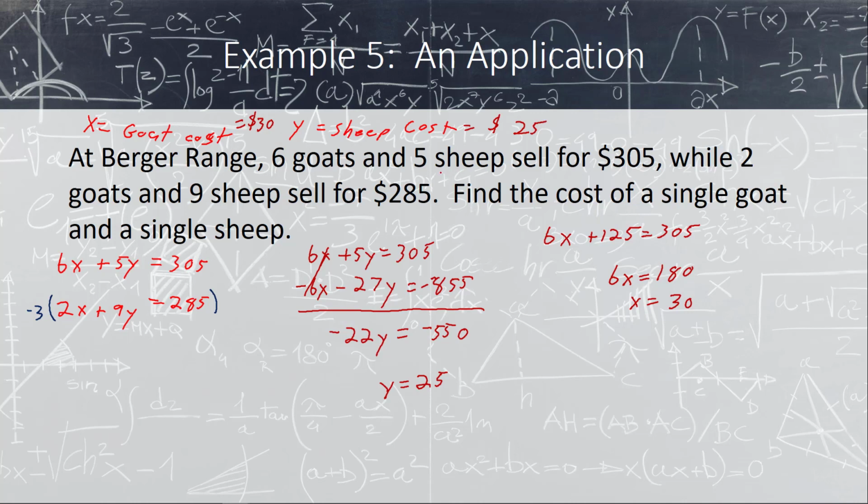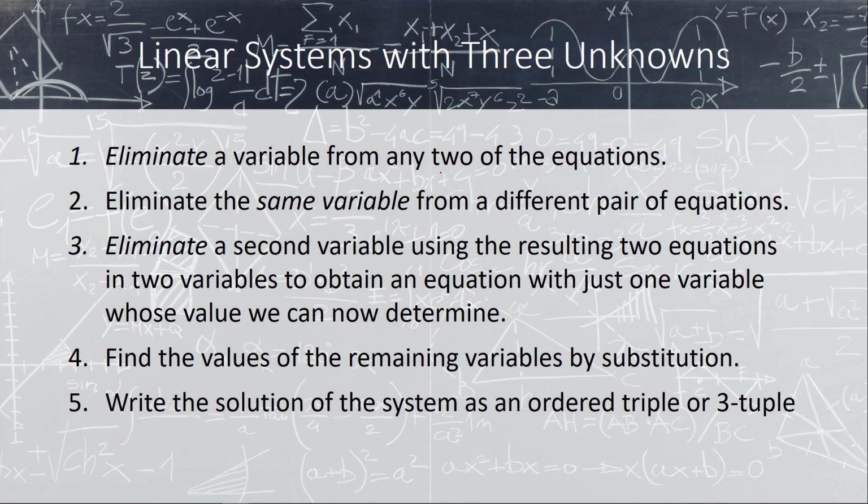And that brings us to solving linear equations with 3 unknowns. And how do we do that? Well, basically, we do it the exact same way that we do equations with 2 unknowns, except now we actually have to eliminate 2 variables to find the third instead of just 1.